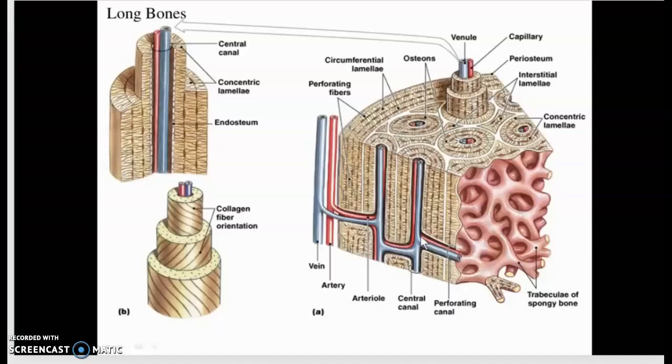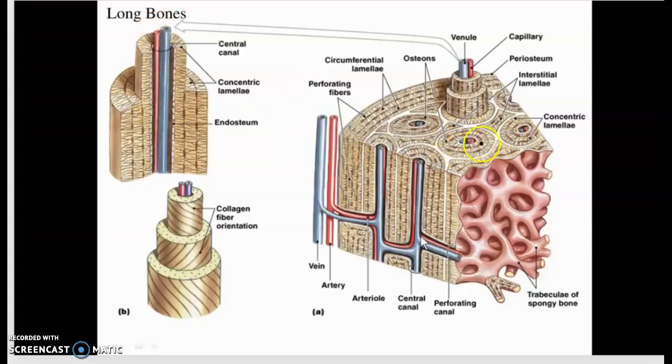Now, if we were to zoom into this compact bone, we would get this image here, and we would see that the compact bone is made up of osteons. And these osteons run along longitudinally on the bone and are packed together with hollow centers. So you can see right here, they kind of look like straws, just all packed together. And these are the osteons.